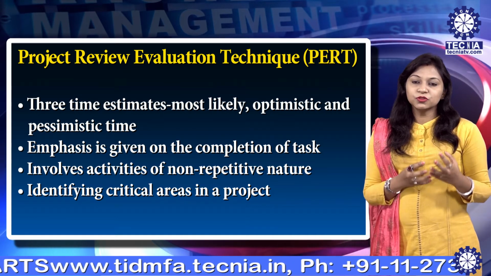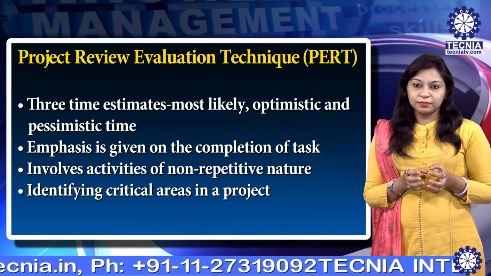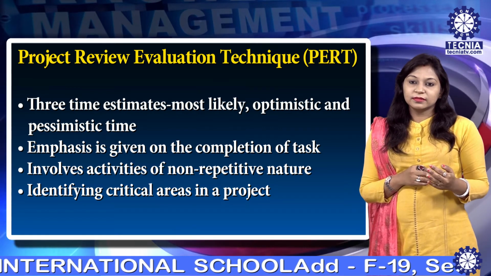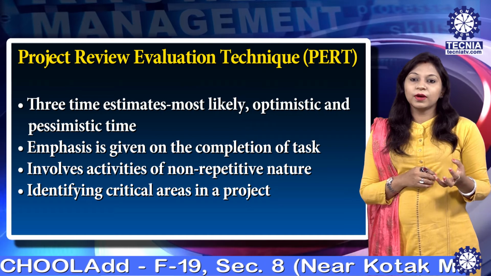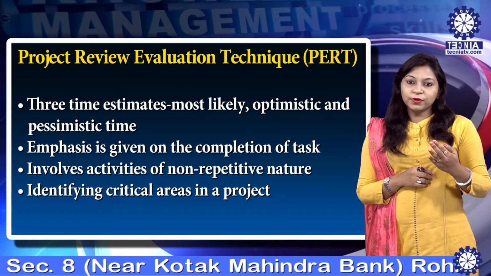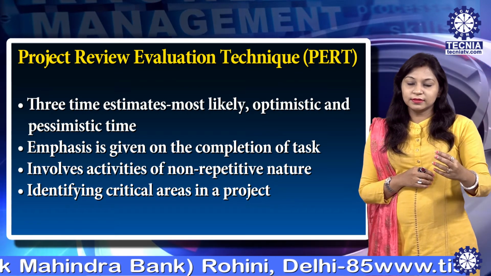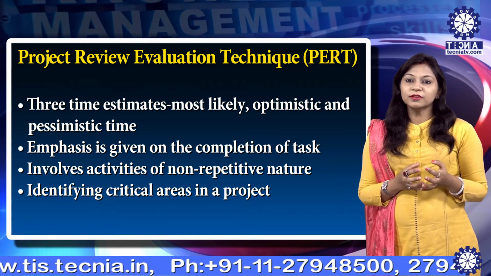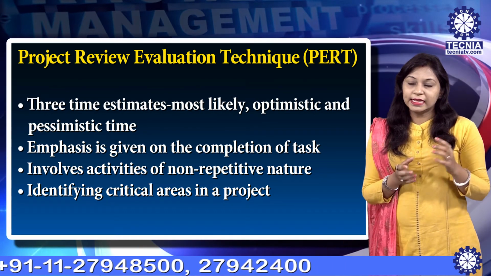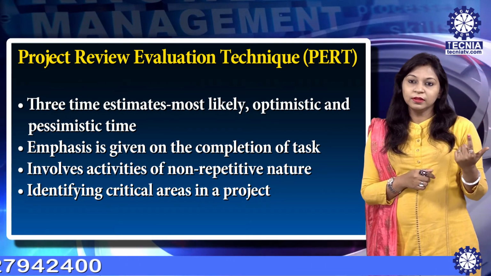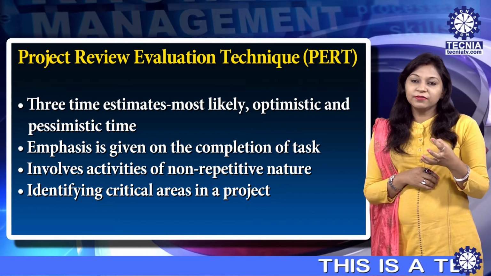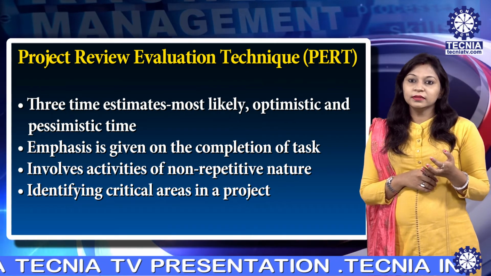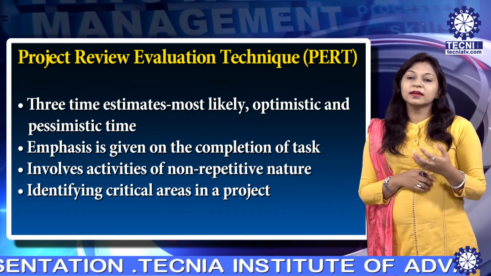PERT is basically a tool for planning and control of time. It emphasizes the completion of tasks rather than the activities required to be performed to reach a particular event or task. PERT is used for one-time projects involving activities of a non-repetitive nature. As we discussed, CPM is used for activities which are repetitive in nature, unlike PERT, in which time estimates are uncertain.